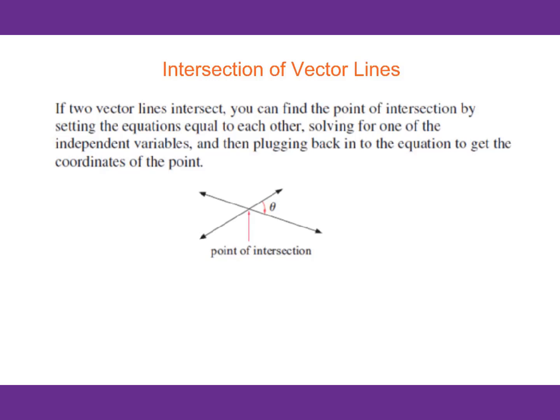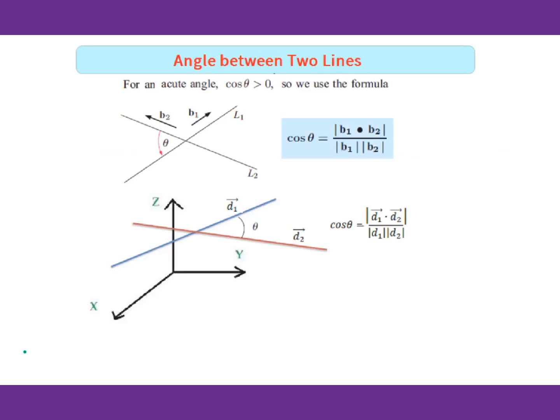Today's lesson is about intersection of vector lines. Before we get started, let's go over angle between two vector lines. For an acute angle, cosine theta is greater than 0, so we can use this formula. We can put the absolute value of the dot product of two vectors b1 and b2, so that we make sure cosine theta is greater than 0.